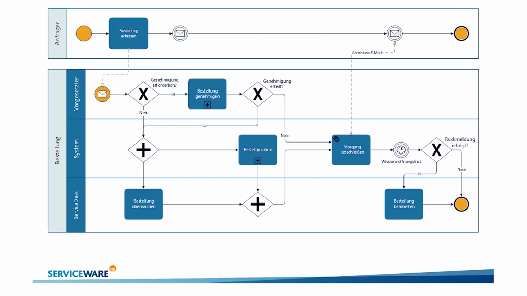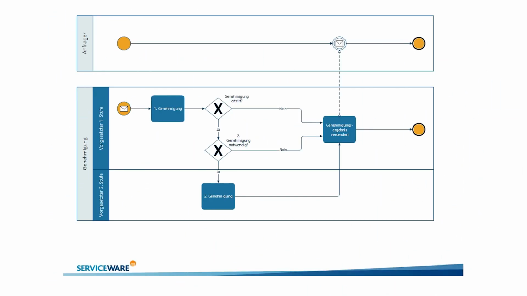The order process is used for the structured processing of orders. You can see the schematic sequence of the process in the illustration. The ordering process is always started via the Webshop in the self-service portal.